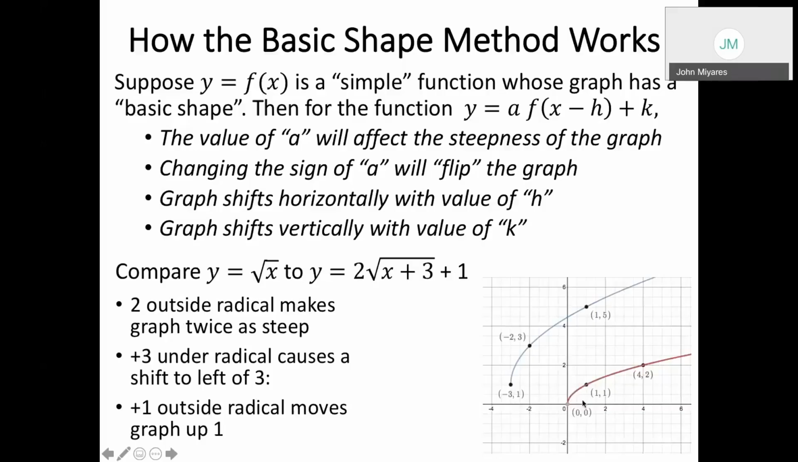And then where before I was going over 1, up 1, then over 3, up 1, here I'm going over 1, up 2, over 3, up 2 to get to my next point. So this blue curve is now twice as steep as my red curve. That's affected by the 2 in the front. The plus 3 is the shift left, and the plus 1 on the outside moves the graph up 1.